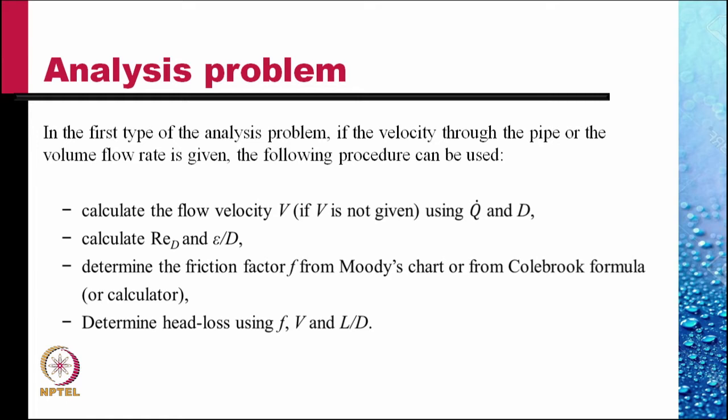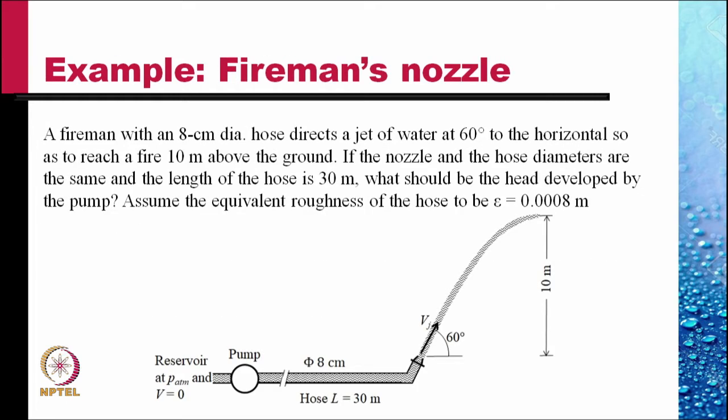Once velocity is known, calculate the Reynolds number, and since the diameter is given, we can calculate epsilon by D. Determine the friction factor from the Moody chart or from the Colebrook formula or calculator, and then using f, V and L by D, determine the head loss. We will do an example.